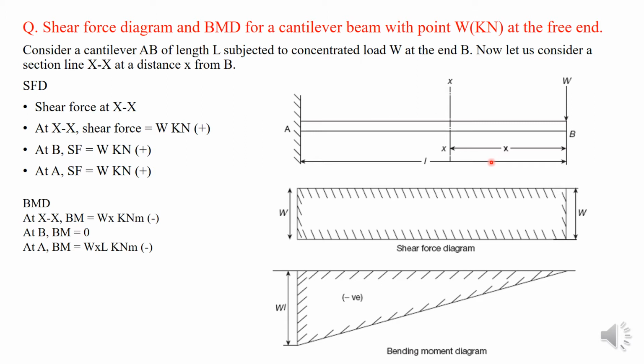In order to draw the shear force diagram and bending moment diagram, draw a section line XX at a distance x from the right end. You can start either from the right side or from the left side. Here I am starting from the right side. So consider the section line XX at a distance x from the right end B, and look into the right hand side of this section line. Here you can see a W kilonewton load acting downward. If the force is acting downward on the right hand side of the section line, it indicates a positive SFD.